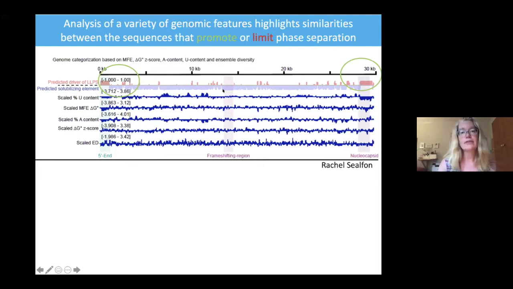In contrast, the frame shifting region looks like much of the rest of the interior sequence here, which again, similarly, the SARS element, which is over here, the packaging element similar to SARS, also limited phase separation. And so we think that there's areas of the genome that have really fundamentally different properties here.